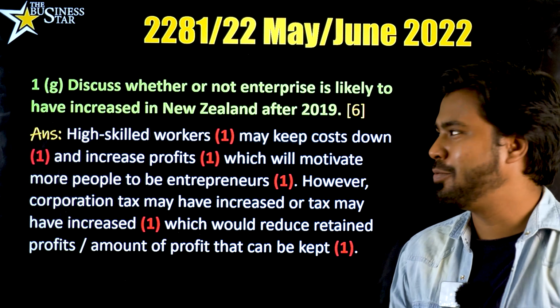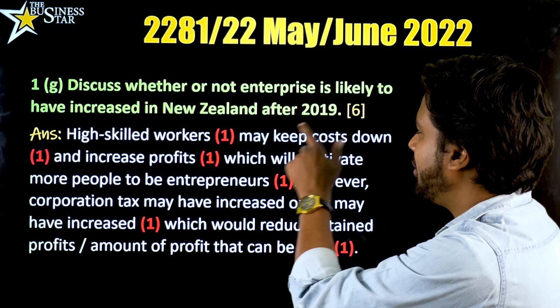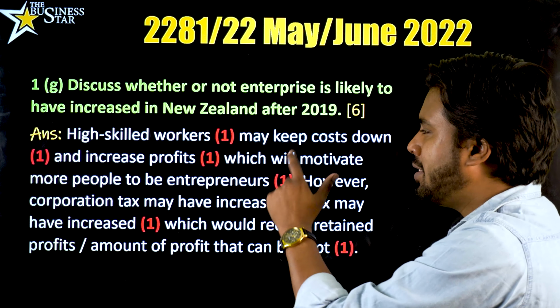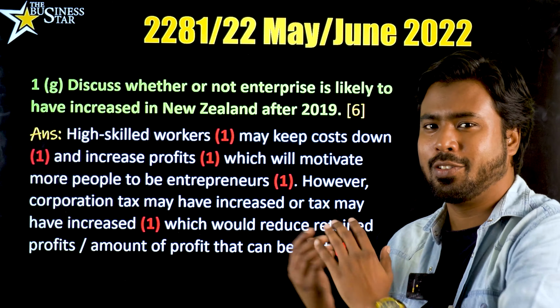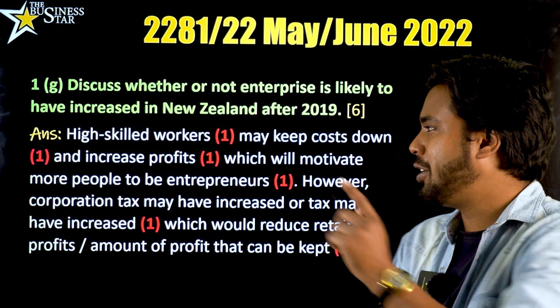Moving on to question number 1F, which is discuss whether or not enterprise is likely to have increased in New Zealand after 2019. It's a 6-mark question. Again, for you to answer this, you have to read the case study properly. Obviously, the case study is not here. You have to read it in a soft copy or in a hard copy at your home. Okay, while you're answering this.